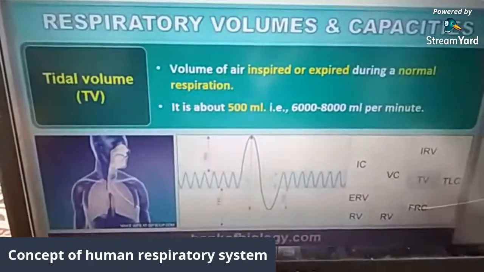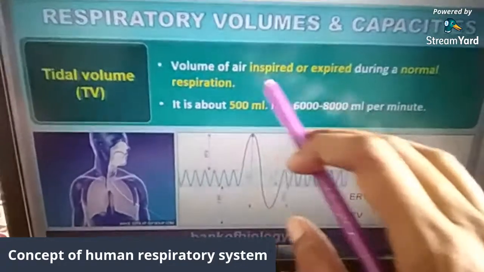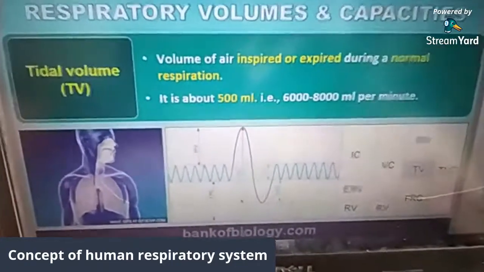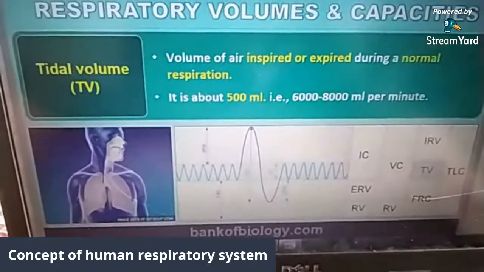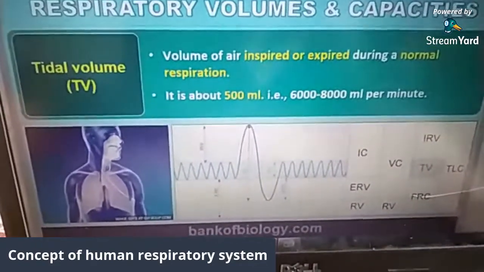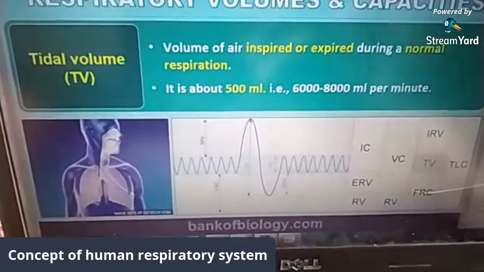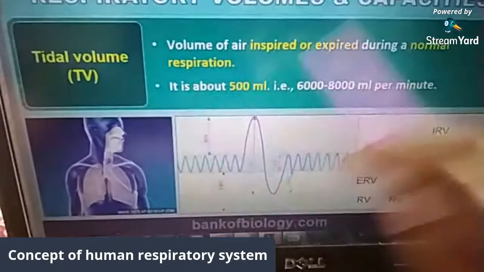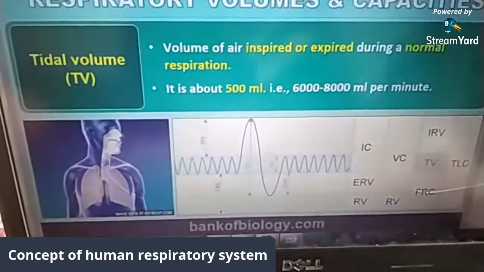Clear? So TV, what does it mean? The tidal volume is the volume of air inspired or expired during a normal respiration. It is about 500 ml. During your exam, if you forget these terms, then don't write them, but don't write any wrong information.